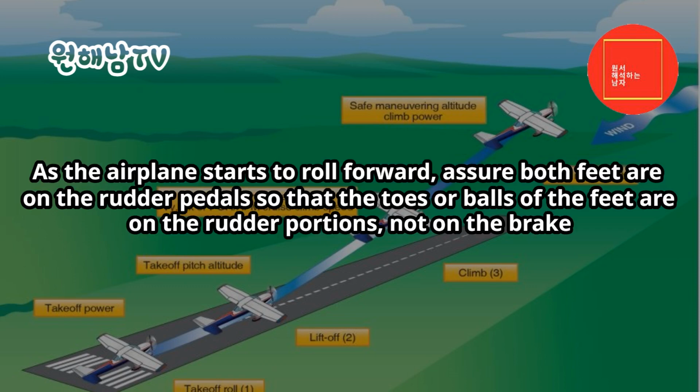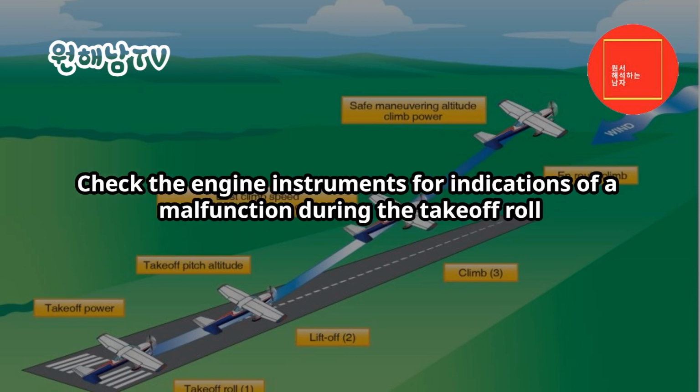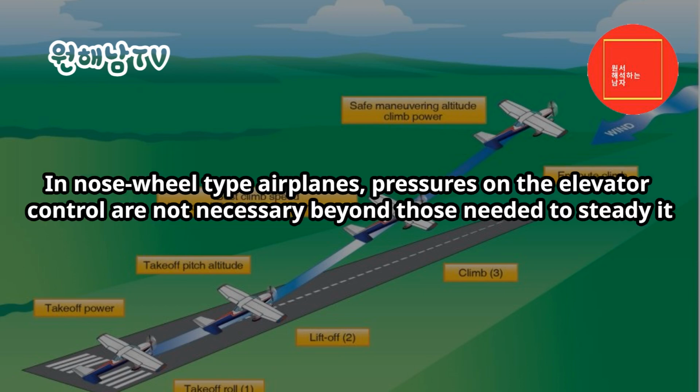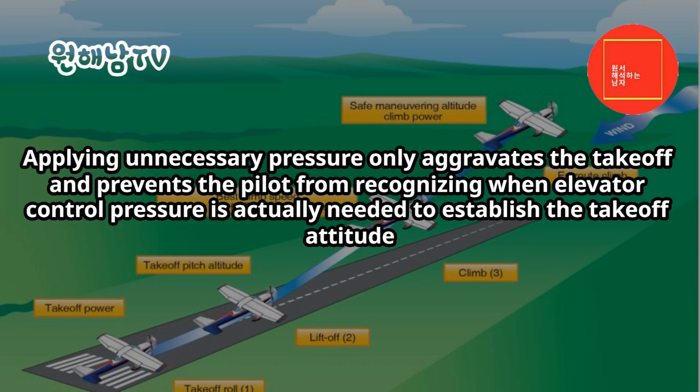As the airplane starts to roll forward, assure both feet are on the rudder pedals so that the toes or balls of the feet are on the rudder portions, not on the brake. Check the engine instruments for indications of a malfunction during the takeoff roll. In nose-wheel-type airplanes, pressures on the elevator control are not necessary beyond those needed to steady it. Applying unnecessary pressure only aggravates the takeoff and prevents the pilot from recognizing when elevator control pressure is actually needed to establish the takeoff attitude.